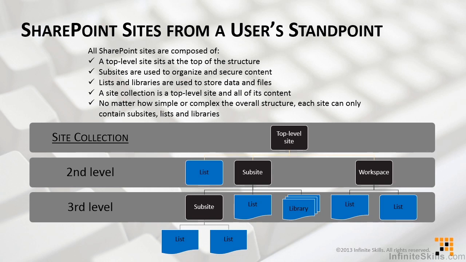Within any one of those, the top-level site or subsites, lists and libraries are used to actually store data and files. A site collection, if you ever hear that word, is a top-level site and all of the content that comes below it, whether that's 1 level or 100 levels. No matter how simple or complex the overall structure, because some companies may have just 1 or 2 top-level sites and others may have thousands, it's important to remember each site can only contain subsites, lists, and libraries, and your data is always going to be in lists and libraries.